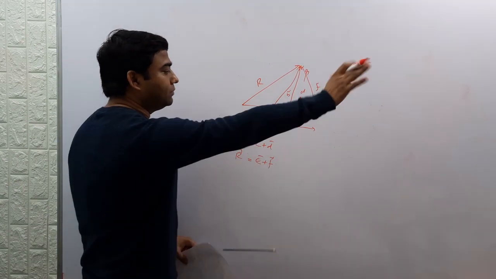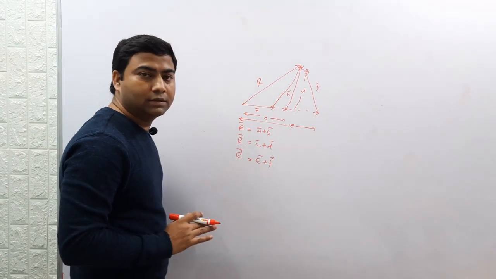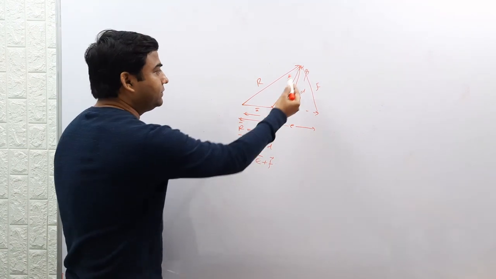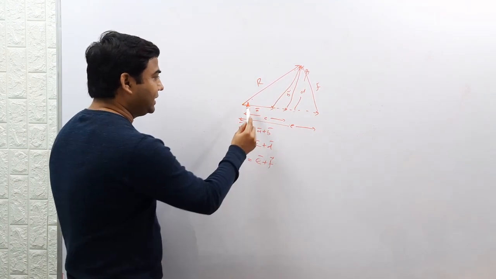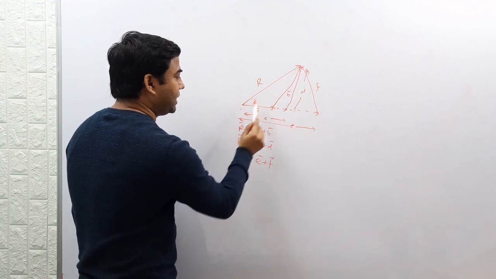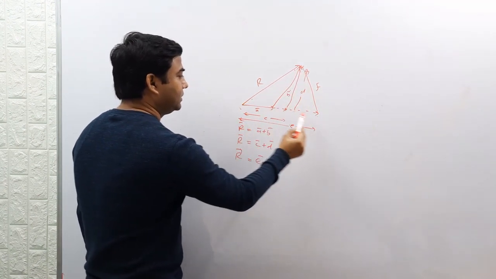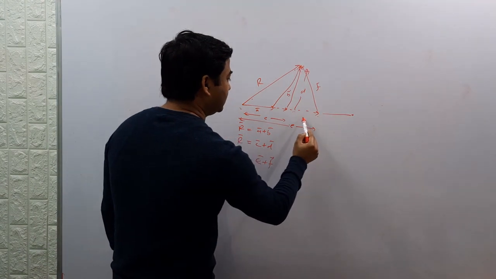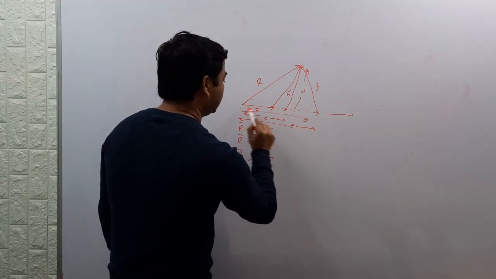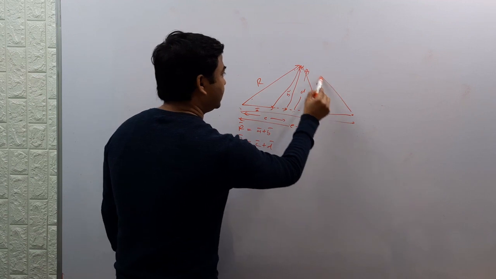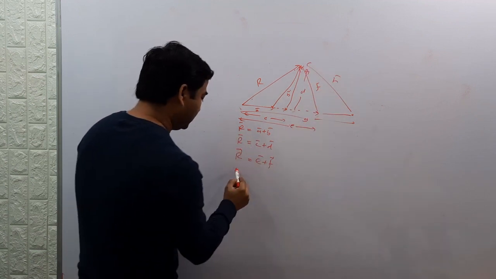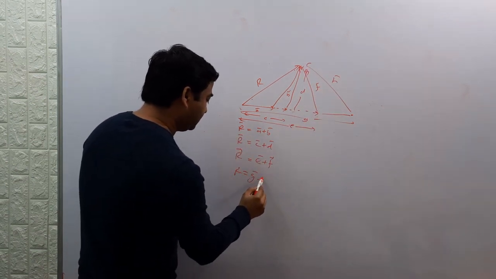You can have infinite number of such combinations for which the resultant vector will be R. R is resultant of A plus B, R is resultant of C plus D, R is resultant of E plus F. Again you can see, this vector is G and this vector is H. So R is resultant of G plus H.